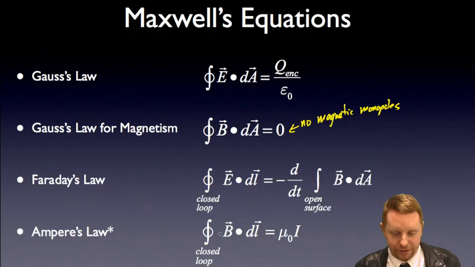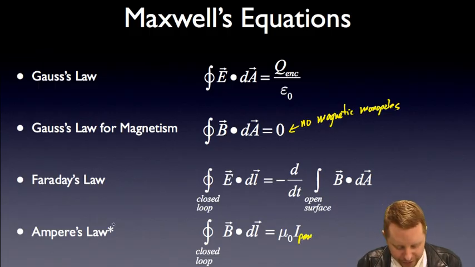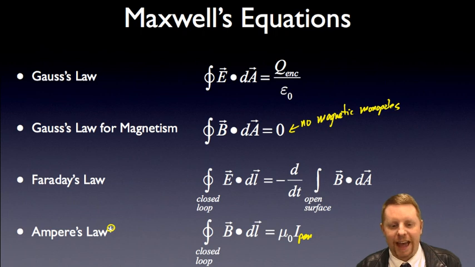And finally, Ampere's law. The integral over the closed loop of B dot dl is equal to mu naught times the current that penetrates that closed loop. And there's a little bit more here, which is why I put the asterisk. We're going to have to add just a little bit to that to close off Maxwell's equations, but we'll get to that in a later presentation.